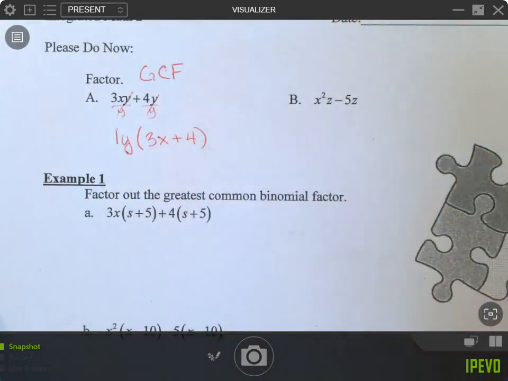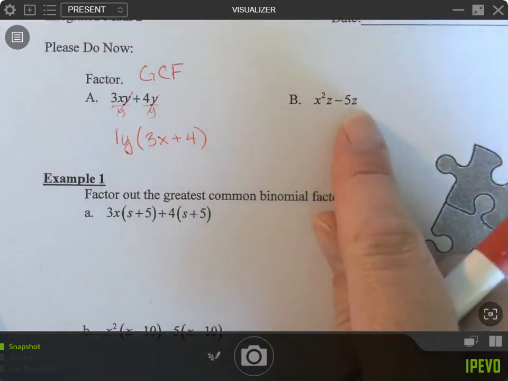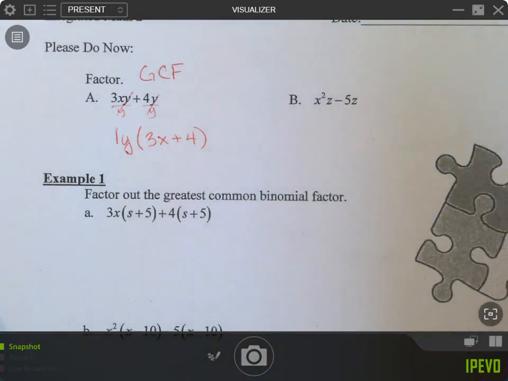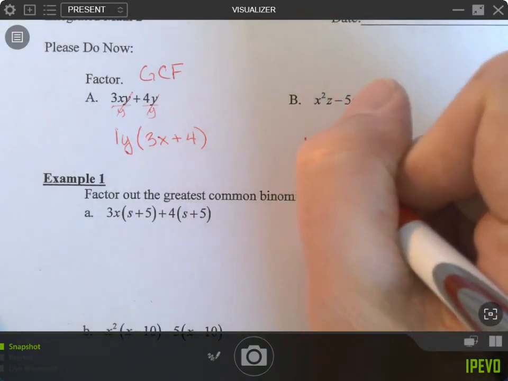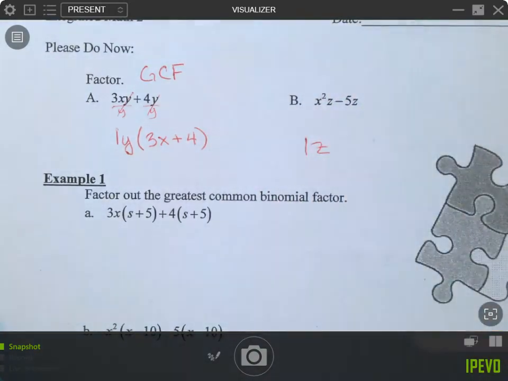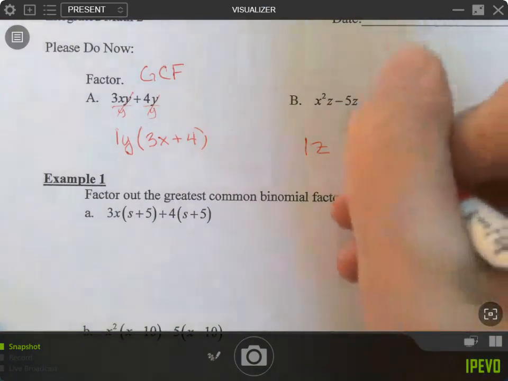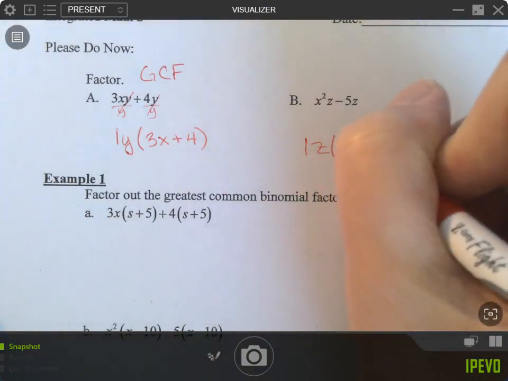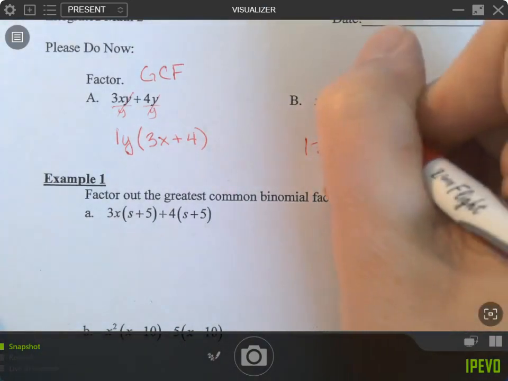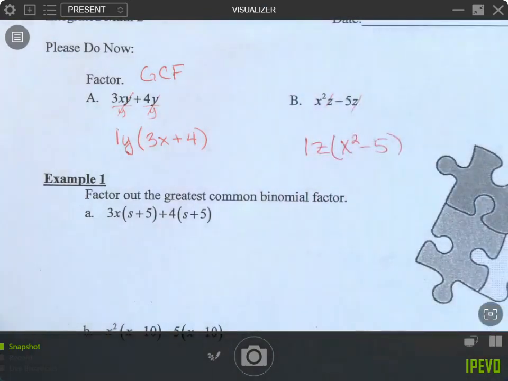Look at the next one. What's the GCF of these two? A 1, anything with variables. A 1z or just a z. Okay, now that we have that, what's left? X squared minus 5. We took the z out of each of these.